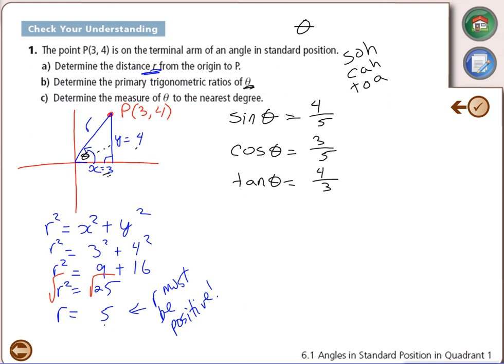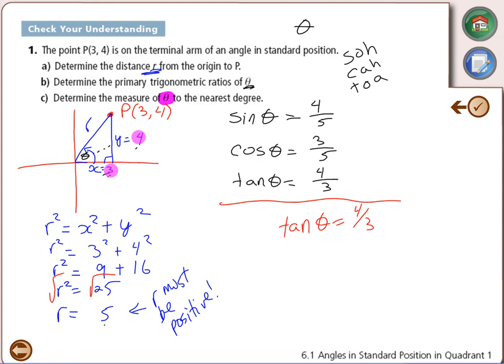We now have 3 trig ratios that we could use to solve for our theta. But I'm going to recommend that you use the numbers that they gave you. They gave you 3, they gave you 4. Let's use the one that uses those, not the one we calculated. So I'm going to use tan this time around. So then tan of theta is equal to 4/3.